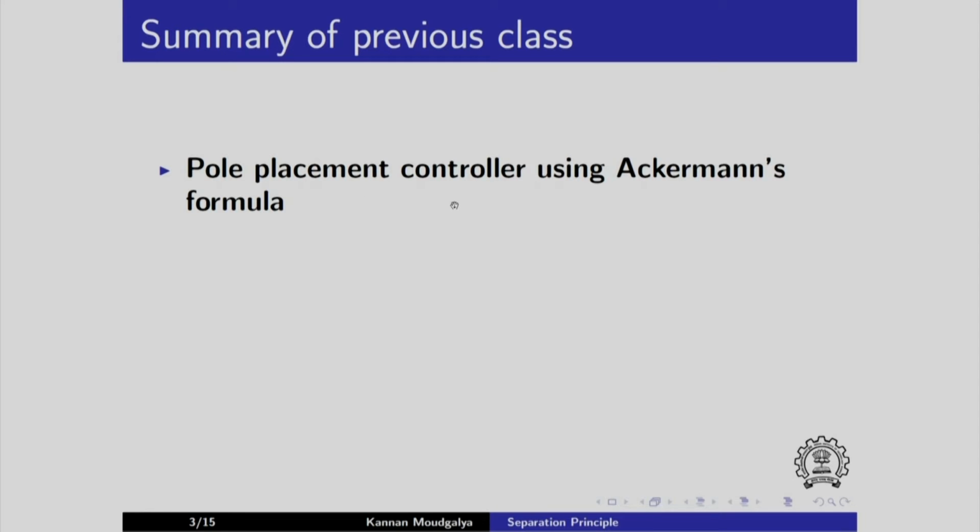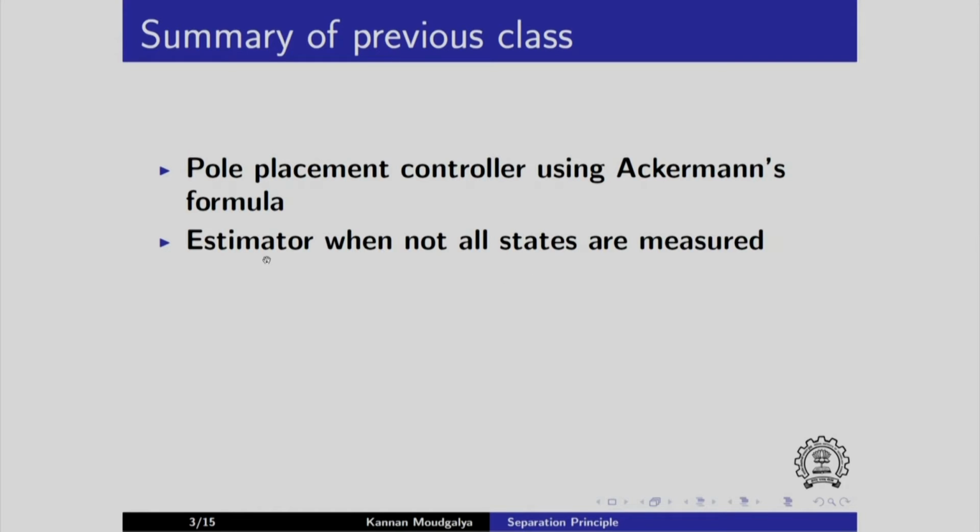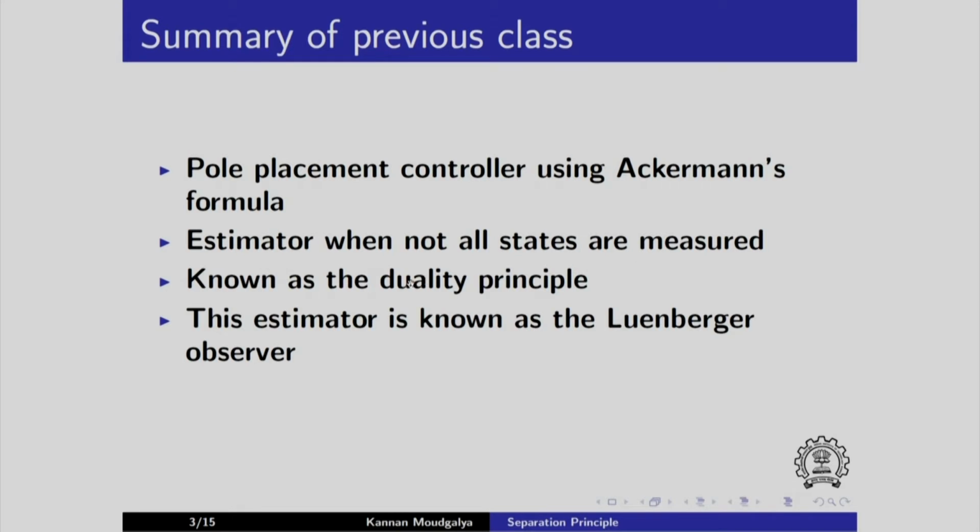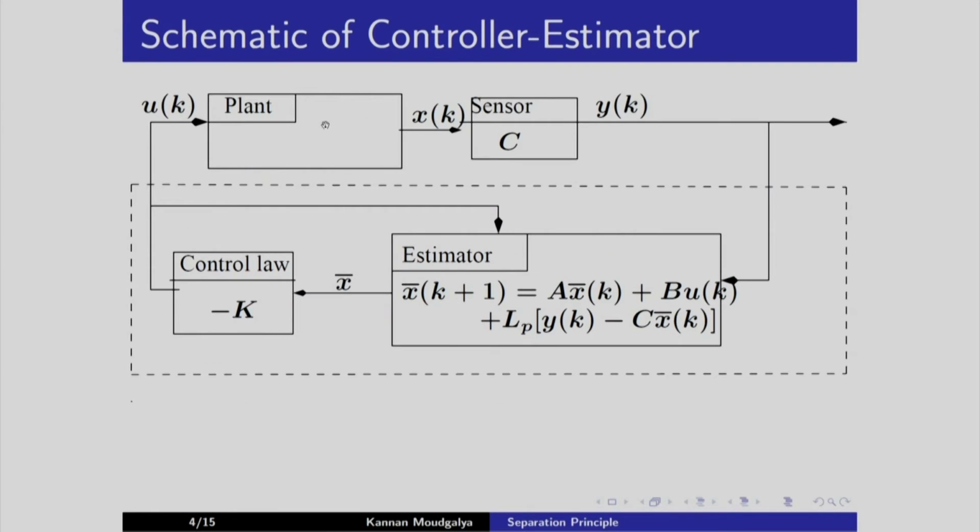We designed a pole placement controller using Ackermann's formula. We also designed an estimator when not all states are measured. This is known as the duality principle, and the estimator designed in this method is known as the Luenberger observer. A schematic is in the next slide. So here is the schematic.